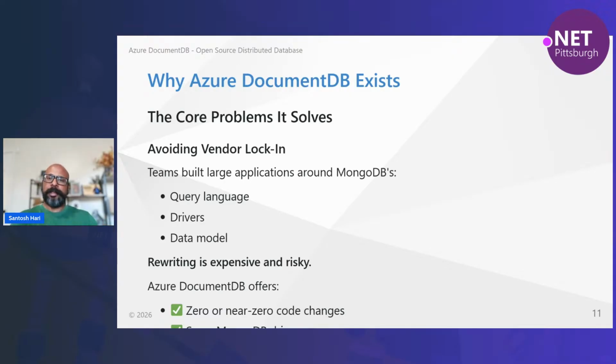So basically, what Azure DocumentDB does is it decouples the front end from the product. You get MongoDB compatibility on the front end. The back end is still an open source product, not SSPL or any of those high risk licensing. So hopefully this is making sense.